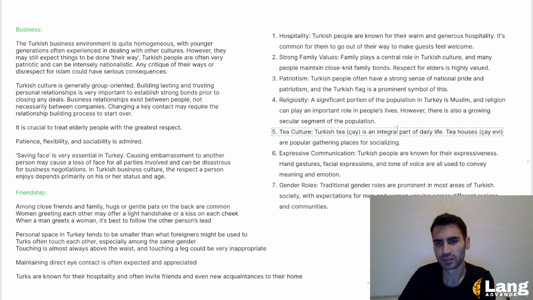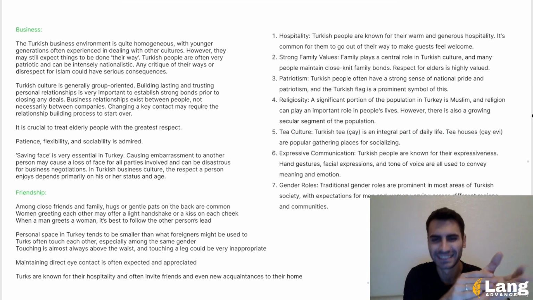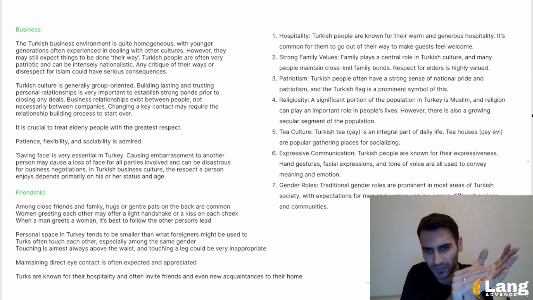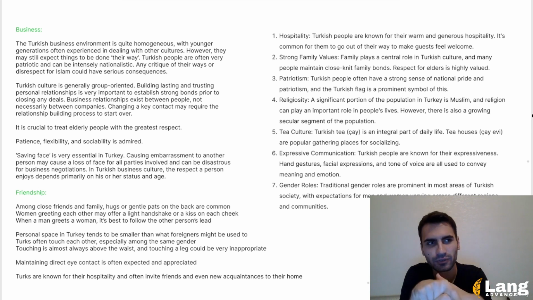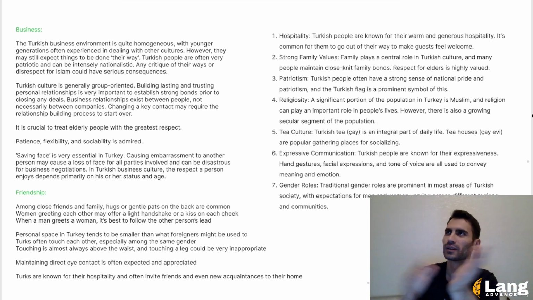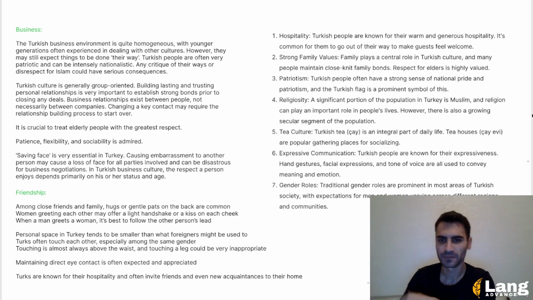Tea culture is, you will notice, people love tea, and there are tea houses for men to just drink tea and talk. Yeah, drinking tea is a way of socializing.